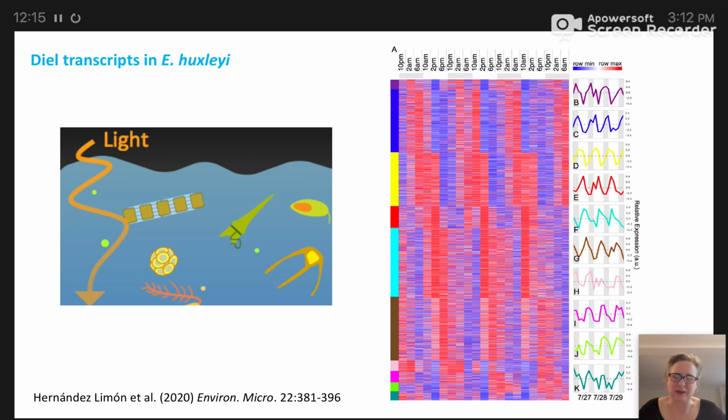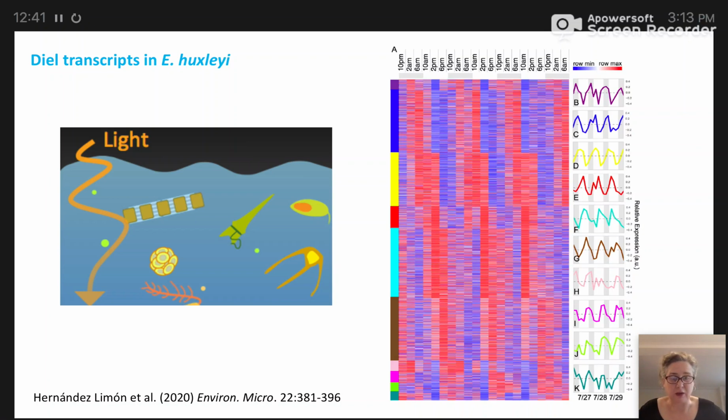So I know this heat map is a little busy, but just again to orient you, we have our night signal and our day signal across the top, and each of these lines is a transcript going from minimum to maximum over the course of day-night cycles. And you can see all this beautiful phased transcription of E. huxleyi as it's doing its thing over the course of the day.